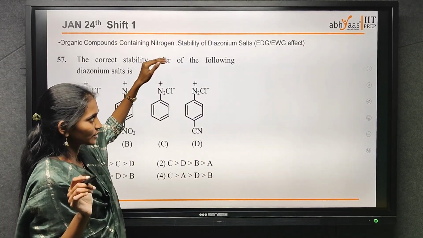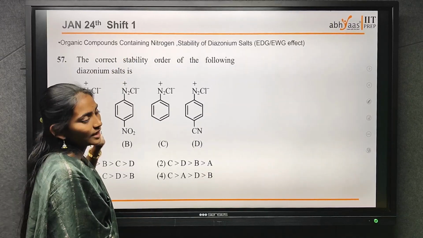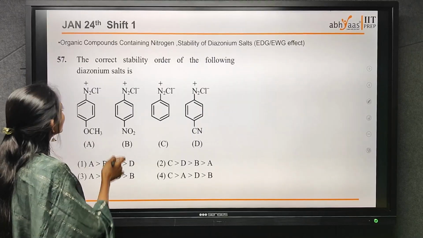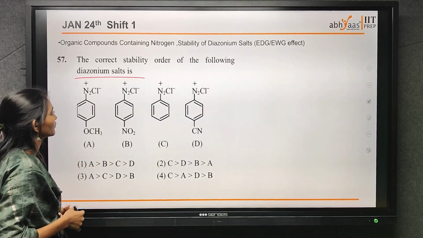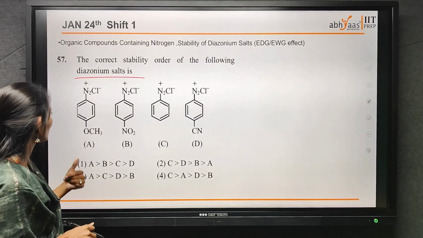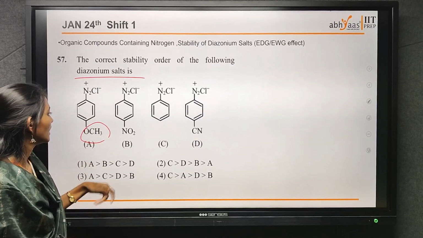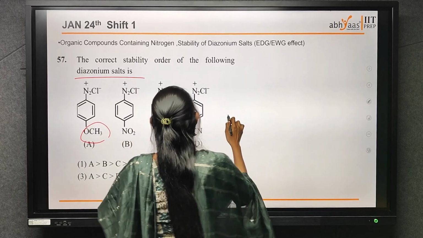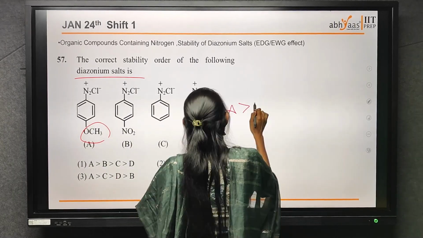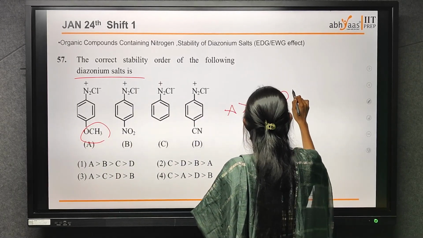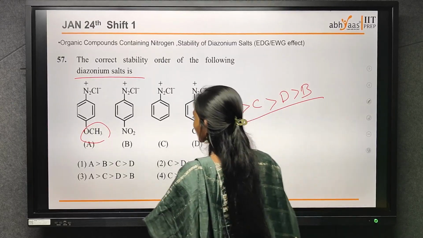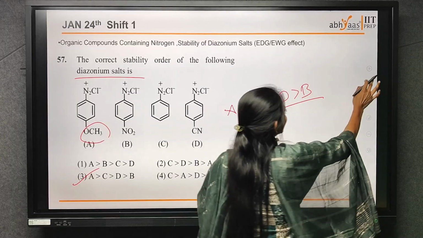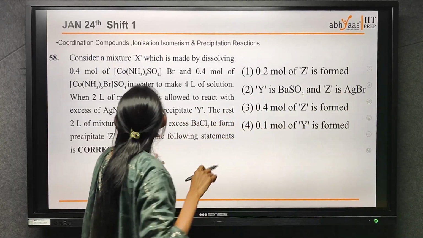Organic compounds containing nitrogen. They are telling that from diazonium salts. Here the diazonium salts can be stabilized by electron donating groups. See here, the correct order they are asking of diazonium salts. First electron donating group will be for OCH3. Then the one not having any kind of substituent, then NO2, then cyanide. Let's say A, then C, D, B. So this is your answer, which is 3. So not that much tricky, moderate one. Moving on to next question.